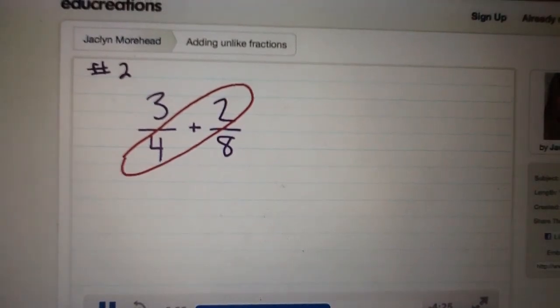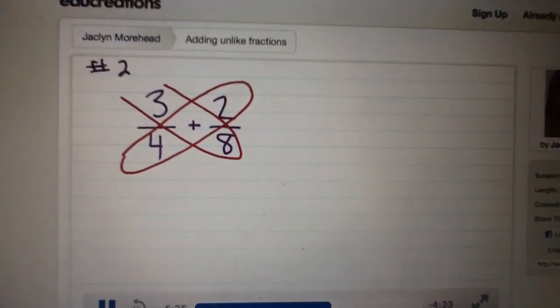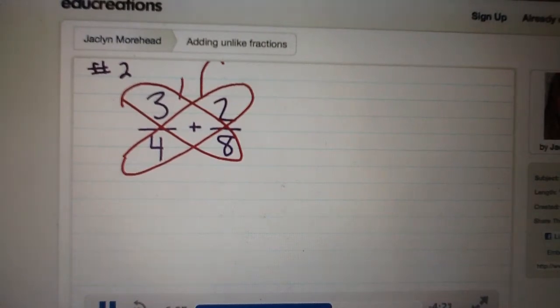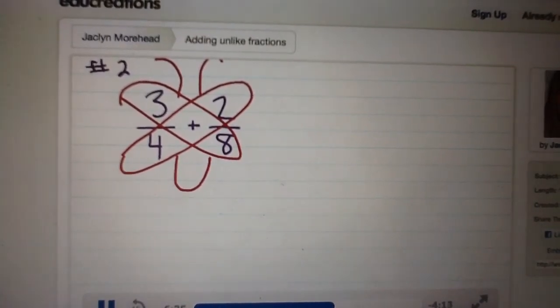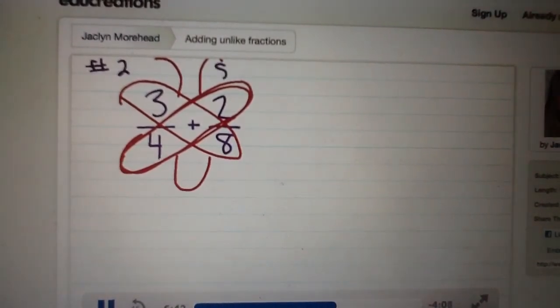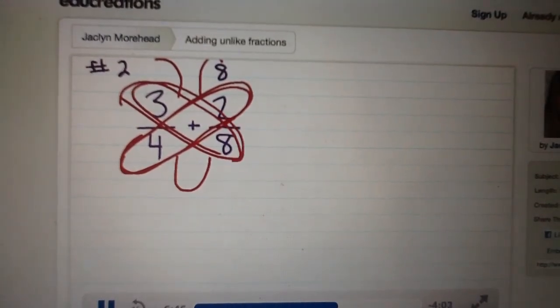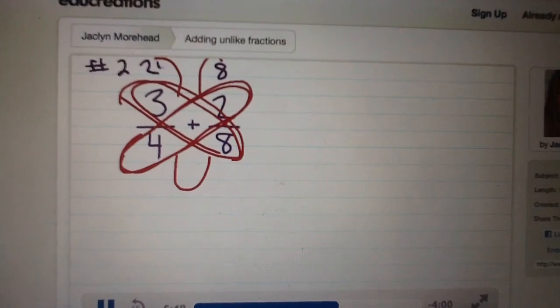Draw my wings, my antennas, and you can't forget the body. Okay, so when I'm doing the multiplication for my wings, I'm going to do the 2 wings that connect. So the first one is this one, 4 and the 2. 4 times 2 equals 8, and 3 times 8 equals 24.